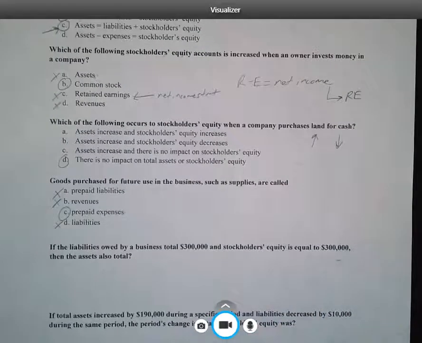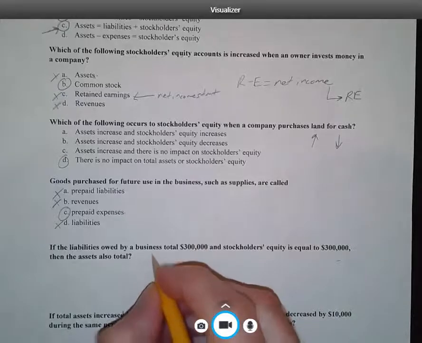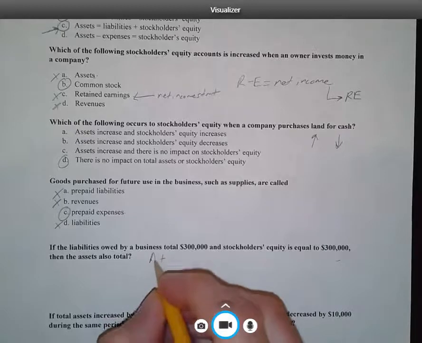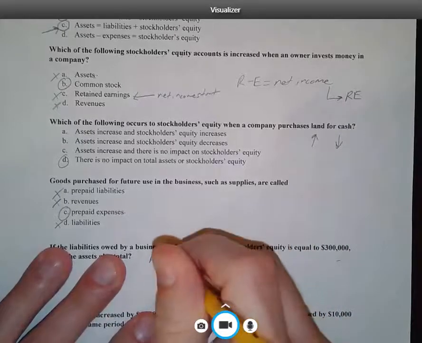All right, here we have a little workout problem. Very, very easy, probably the easiest one you're going to see all semester. It says if the liabilities owed by a business total $300,000 and stockholders' equity is equal to $300,000, then the assets also total what? I'm not sure why we have the word also in there. But let's just go ahead and write the, let's see, I made a mistake there. Bear with me one second.